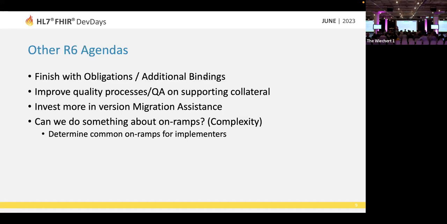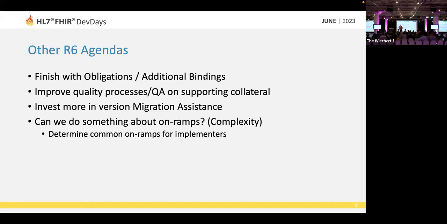Moving away from the normative question, what are the agendas? As a product director, R6 is actually starting to feel finished as a product scope. I don't know of any big agendas for FHIR Release 6. It's now like, finish what we're doing. We will finish with obligations and additional bindings. I spoke to them briefly, Lloyd spoke about them, and finish those up and get them in the core spec and be done with them.